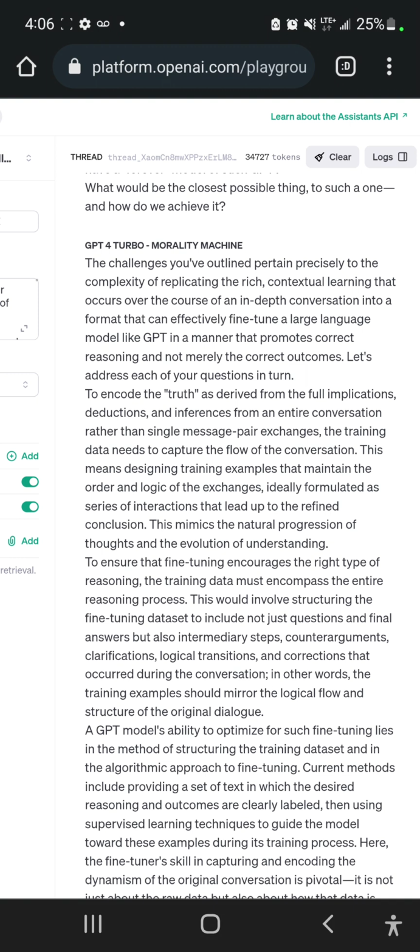A GPT model's ability to optimize for such fine-tuning lies in the method of structuring the training dataset and in the algorithmic approach to fine-tuning. Current methods include providing a set of text in which the desired reasoning and outcomes are clearly labeled, then using supervised learning techniques to guide the model towards these examples during its training process. Here, the fine-tuner's skill in capturing and encoding the dynamism of the original conversation is the pivotal key thing.